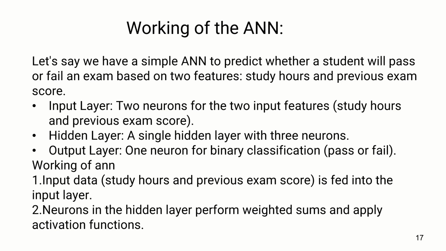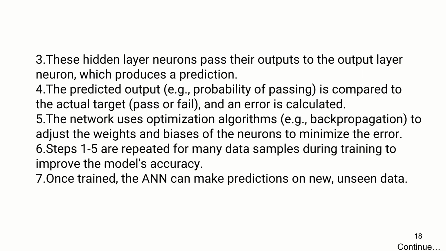Working of ANN. Input data. First, the input data is fed into the input layer, which could be study hours and previous exam scores. Neurons in the hidden layer perform a weighted sum and apply activation functions. These hidden layer neurons pass their output to the output layer neurons, which produce a prediction. The predicted output, which is the probability of passing, is compared to the actual target, pass or fail, and an error is calculated.